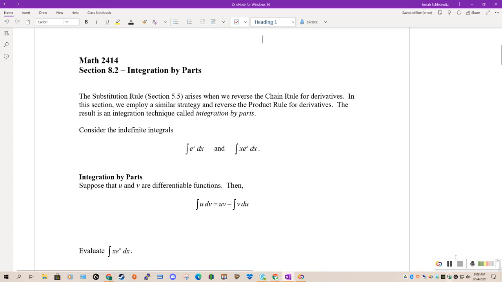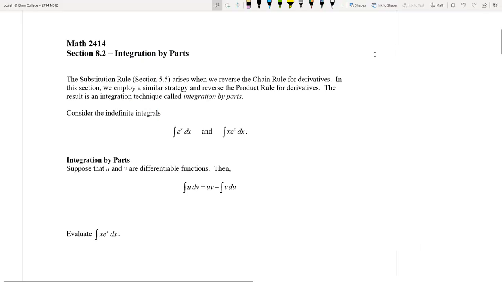For this next unit, we'll start talking about different integration strategies that we can use to integrate functions that we couldn't before. So the first thing we look at is integration by parts. And the method for this is going to be described in this first paragraph.